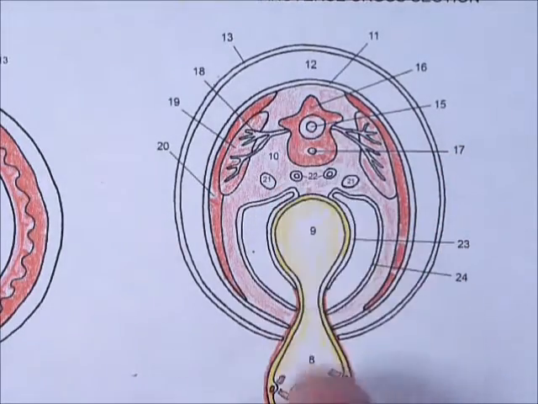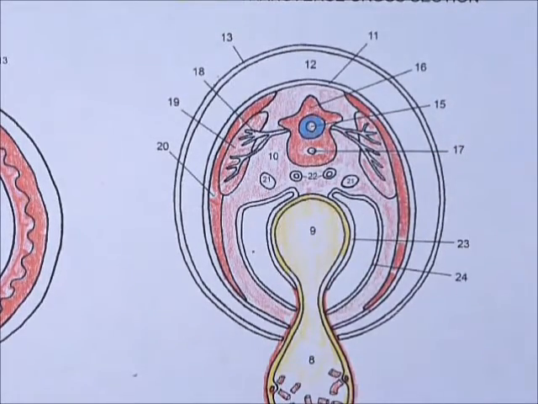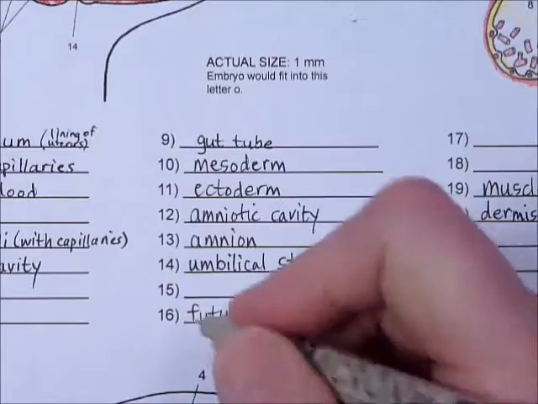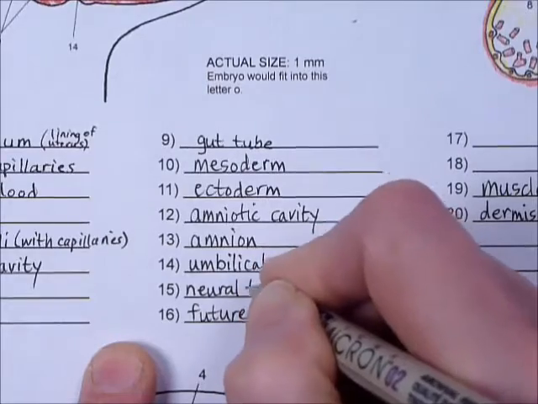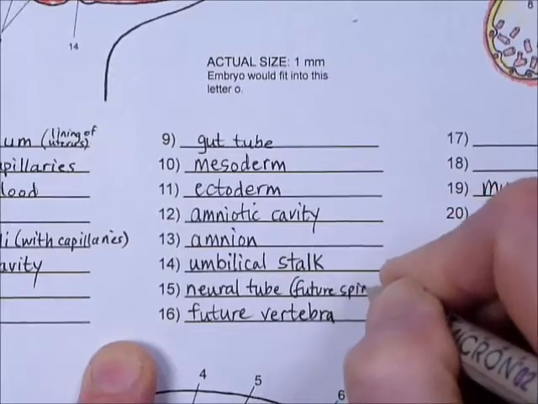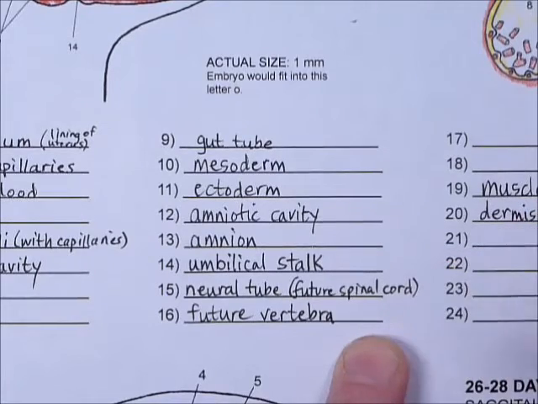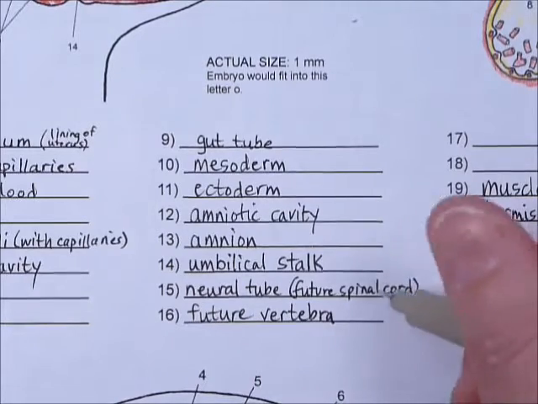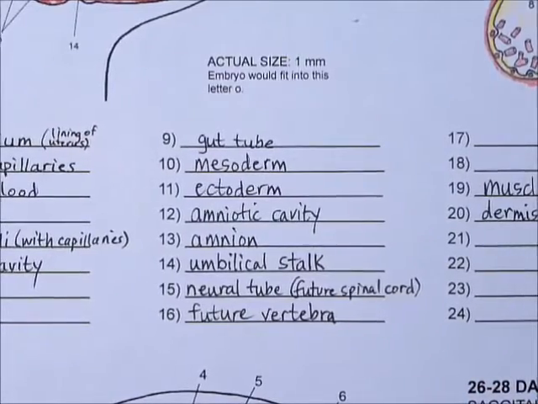Now let's go ahead and make this blue. This is our neural tube, which is going to become the spinal cord. So there's 15. We can go back down here and label, there we go, 15. We can write neural tube, but we can also put in parentheses future spinal cord. C-O-R-D. So when you write notochord, it has a CH, but when you write spinal cord, it doesn't. You drop the H. It's just C-O-R-D. Kind of one of the tricky things about English spelling.